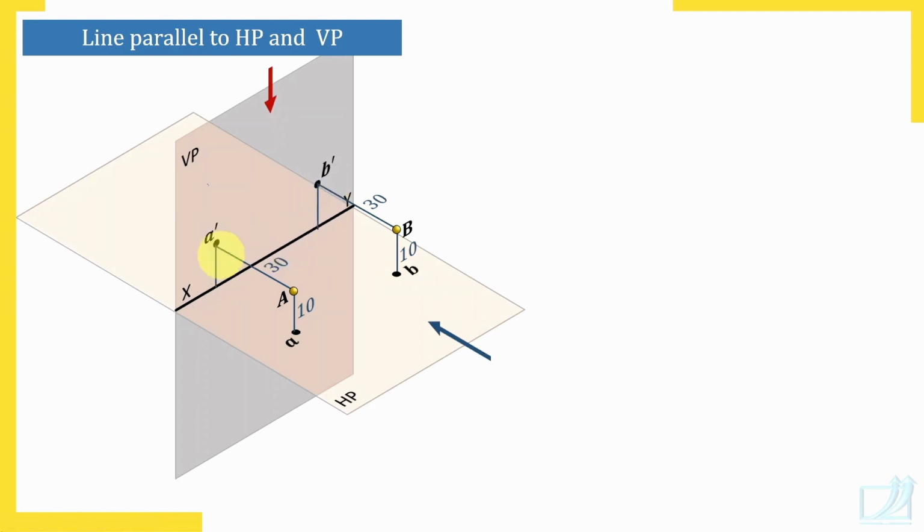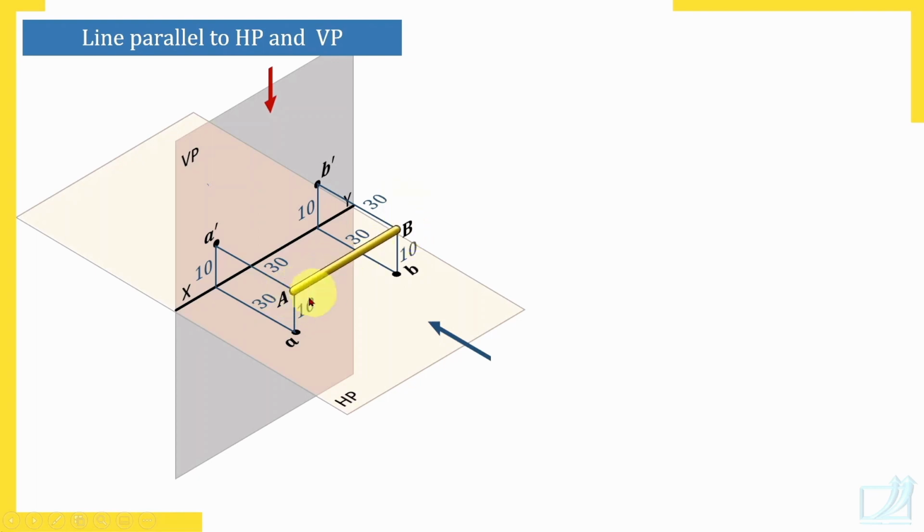Front view gives distance from HP. Correct? So A dash and B dash give the same distance, 10 mm. Points A and B are at the same distance from HP. Similarly, points A and B, both these points are at same distance from VP. And what is that distance? 30 mm. Now join A and B.